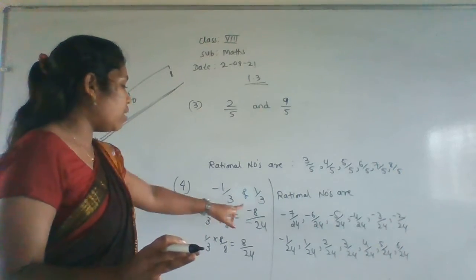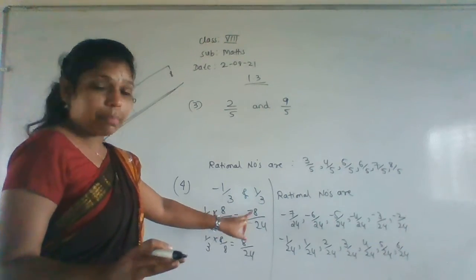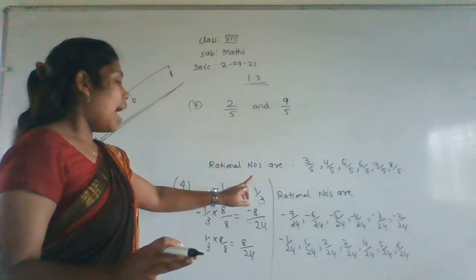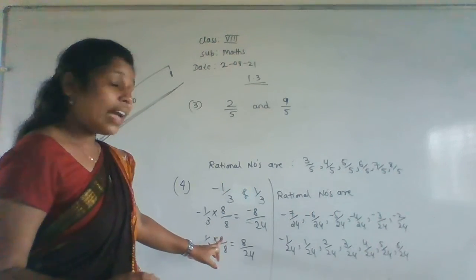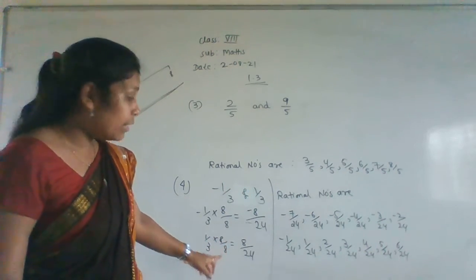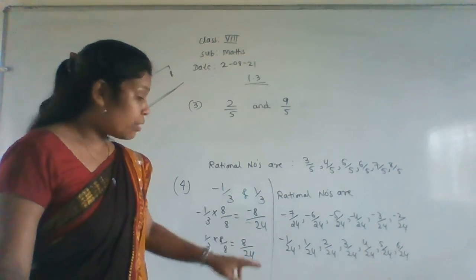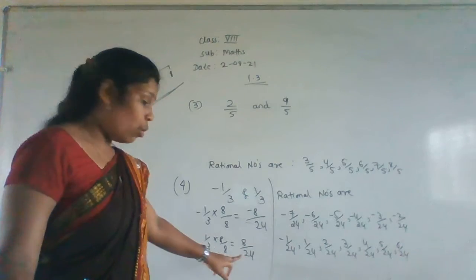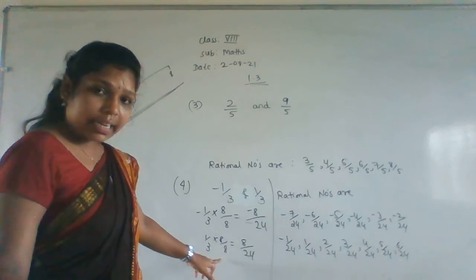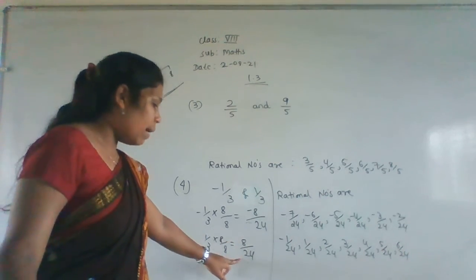So 8 times 3 is 24. Here we got minus 8 by 24. And the same here, 1 by 3 times 8 by 8. Why did I multiply by 8 by 8 here? Because we want the denominator value to be the same. So here 24 means here also 24. For that reason I multiplied again by 8 by 8. That will be 8 by 24.